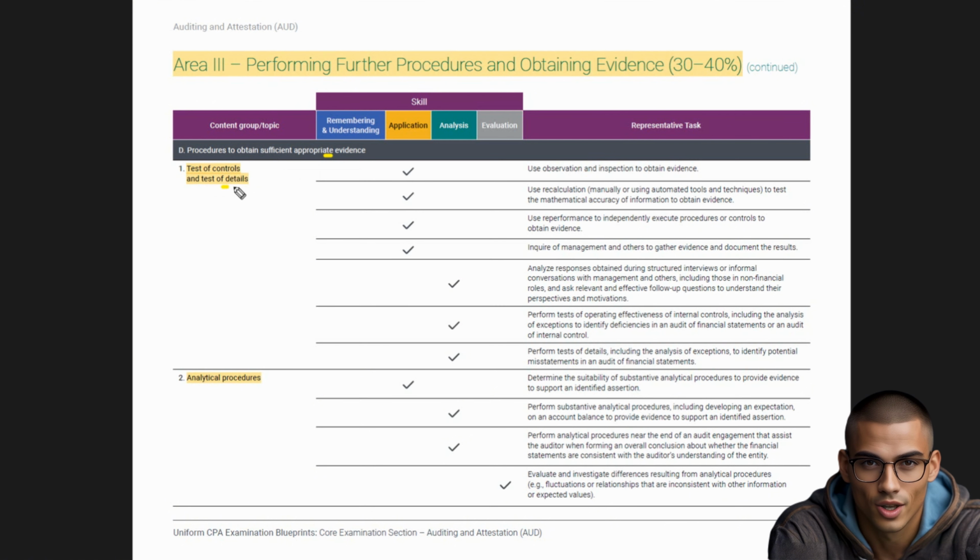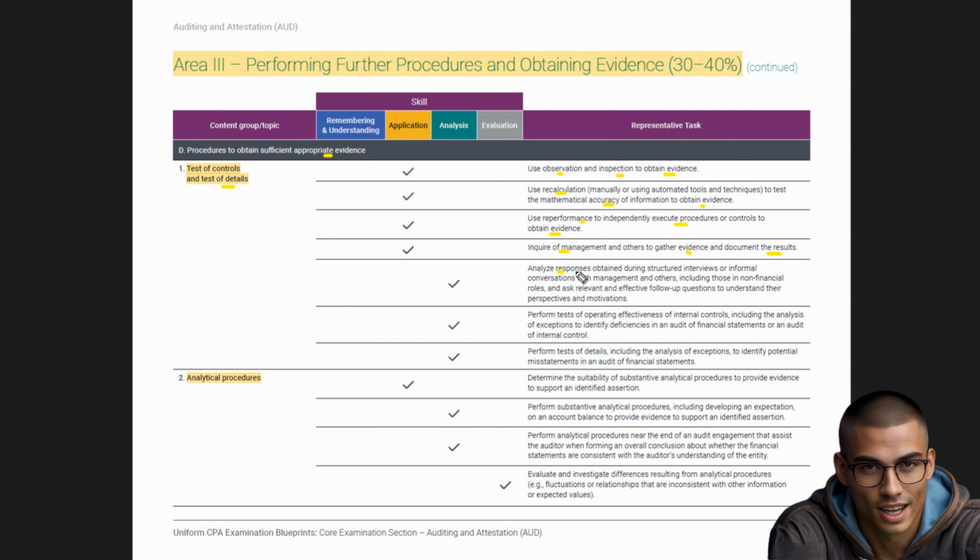Here we have tests of controls and tests of details, where you'll need to use observation and inspection to obtain evidence. You'll need to use recalculation to test the mathematical accuracy of information to obtain evidence. You'll need to use reperformance to independently execute procedures of controls to obtain evidence. You'll need to inquire of management and others to gather evidence and document the results.